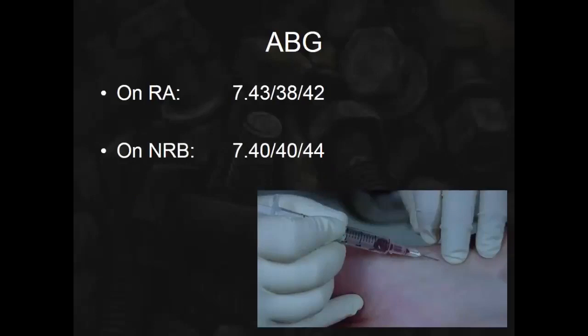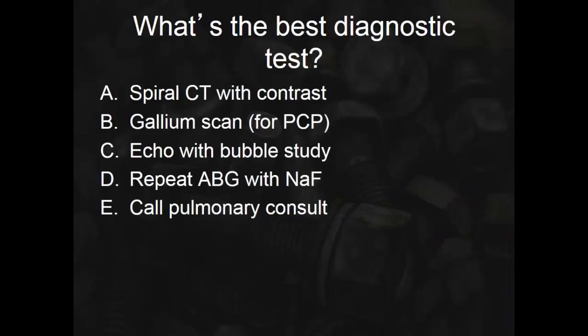So blood gas on room air looks like this. On non-rebreather, 16 liters, not 100%, but about 60%, you increase the PO2 from 42 to 44. What's going on with this person? PE? But the mechanism should be shown. So what's the next step? Which one? A, spiral CT for PE.